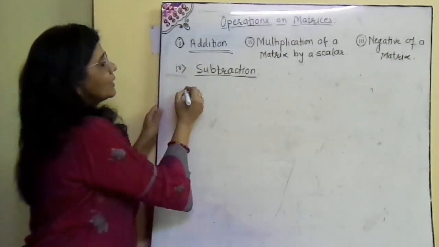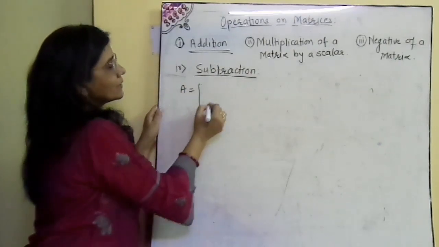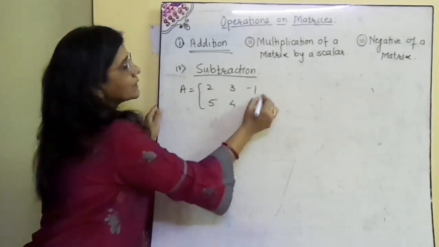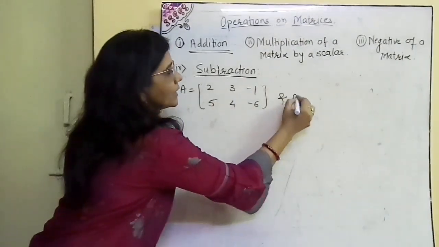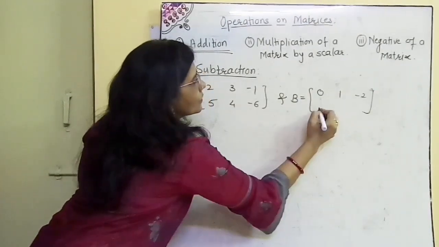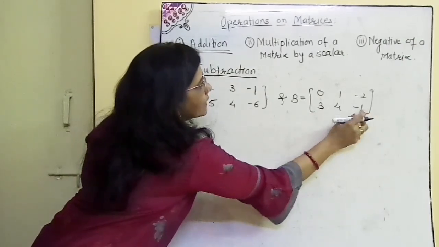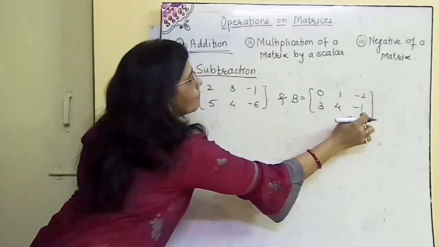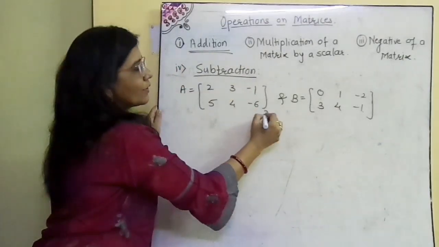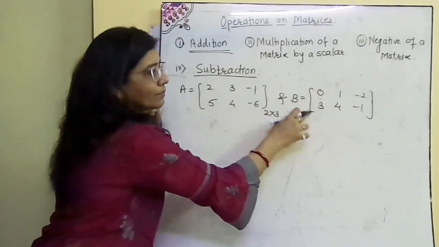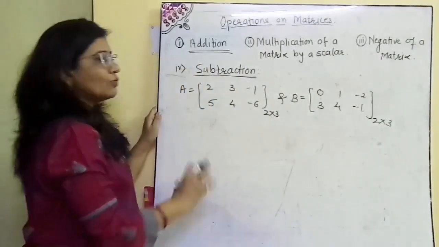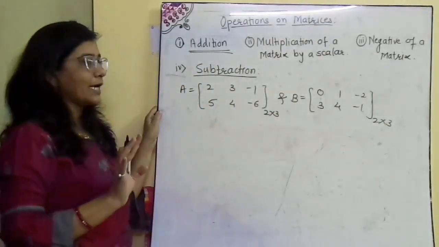For example, suppose A is a matrix 2, 3, minus 1, 5, 4, minus 6. This is matrix A, and B is another matrix: 1, 0, 1, minus 2, 3, 4, minus 1. Now what is the order of this? There are 2 rows and 3 columns, so the order of this matrix is 2 by 3. The order of the other matrix is also 2 by 3. So these two matrices have the same orders and we can subtract them.